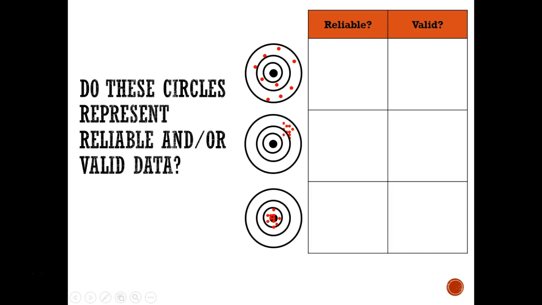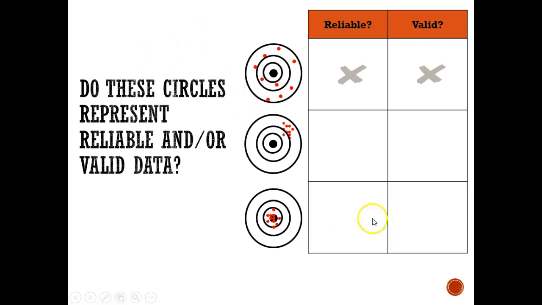Well, let's talk about whether or not these things can represent data that are reliable or data that are valid, okay? So this first one up here, where the darts are all over the board and they're not really grouped together anywhere, and they're certainly not hitting the bullseye, we would say that those are neither reliable nor valid. We don't really know what it's measuring. And it's not hitting the target, so it's not valid. But it's also not really consistent anywhere. It's not grouped anywhere. We're not getting the same kinds of responses. So it's not reliable either.